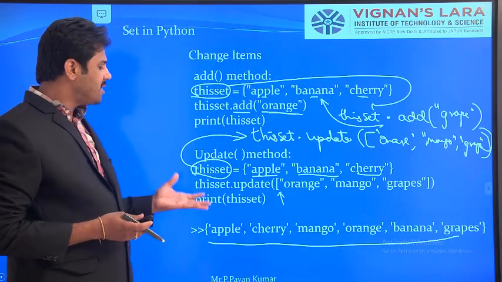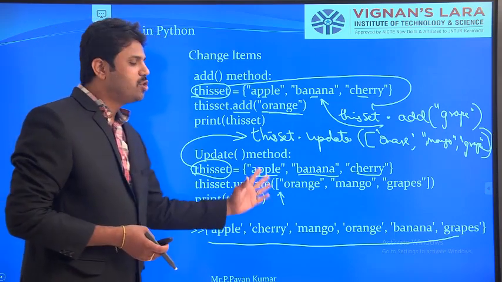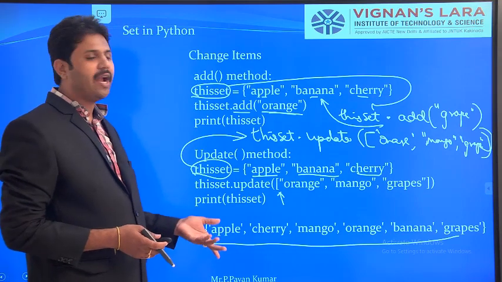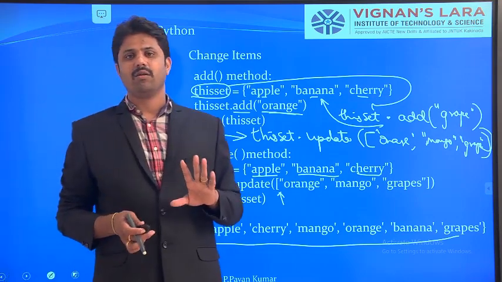You can't say which item is the first, which item is the next. We don't have any particular index to each and every item. Those items are stored, that's all.